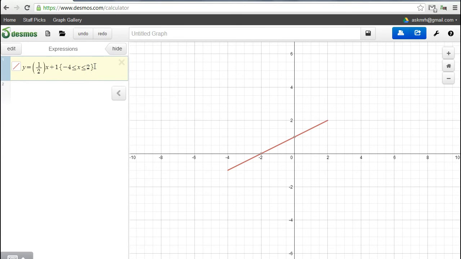So for regular lines, right? You could either do domain or range. I suggest you use domain. Does that make sense? Look at my x, right? Look at all the points. It only goes from negative 4 to 2, right? All the x coordinates. Okay?